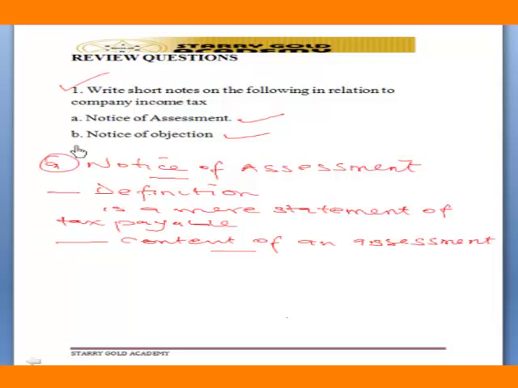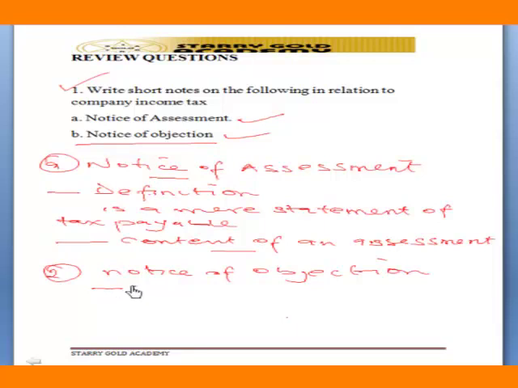Now let's look at the next one, which is a notice of objection. What is expected of the student for this question? Again, you should start answering this question by telling us what a notice of objection is. I expect the students to talk about the point that it is the taxpayer that raises a notice of objection where he is aggrieved, where he objects to an assessment raised.